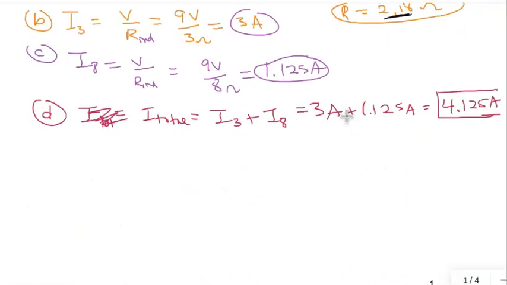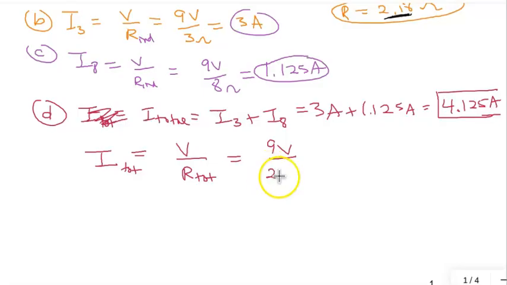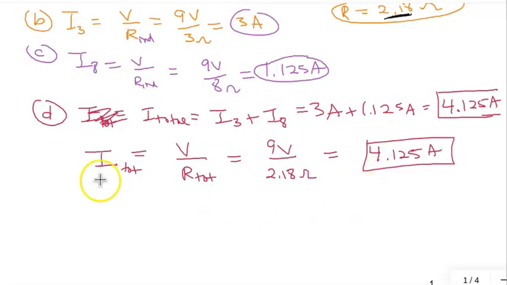Both loops go through the battery, so that's the total current. The other way to do that, to check your work, is that the current through the battery, which you might want to call I tot, is V over R tot, or R effective. And the voltage is 9 volts, and you're like, why the heck did we find the total resistance and we're not going to use it? That's how you could use the total resistance, and you would, not surprisingly, get 4.125 amps. Okay, so nice way to check your work.